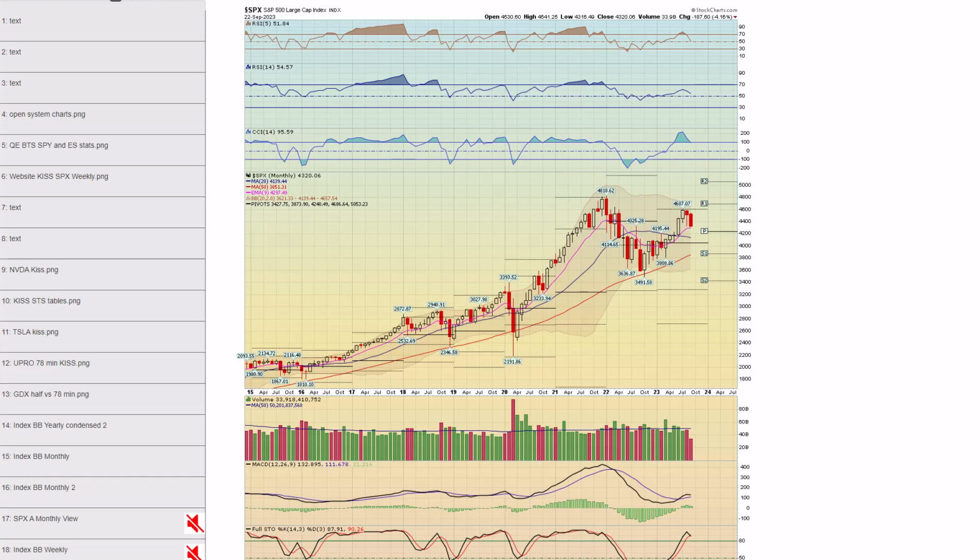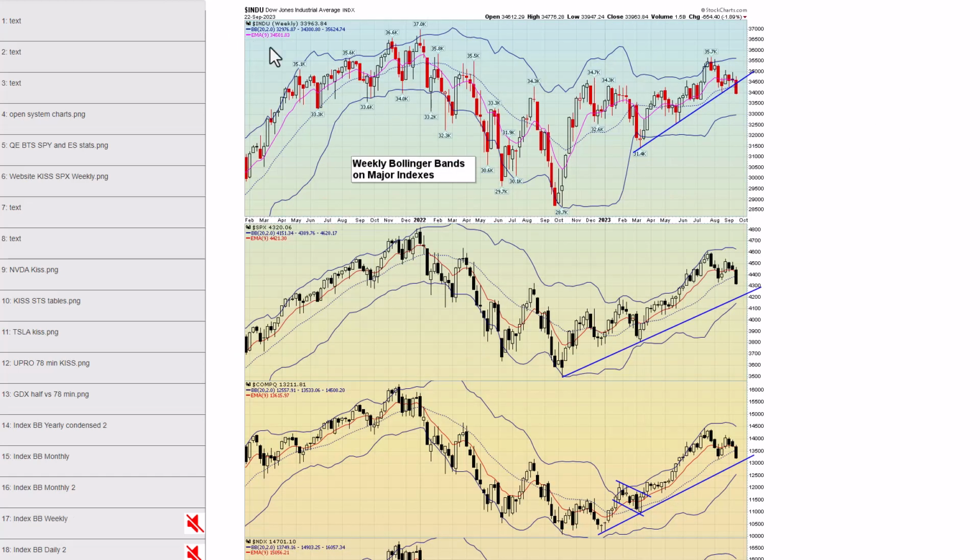All right, I had a duplicate chart in there, so I removed that. So moving on, here's a weekly chart of the 5 major indexes with the Bollinger Bands. Again, nice sell-off so far the last 2 months. So far, we have 3 waves down.